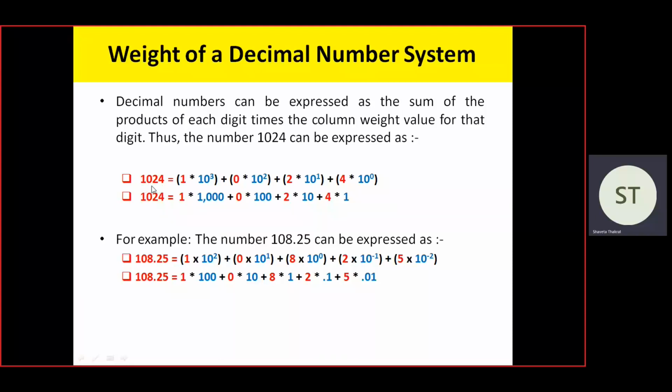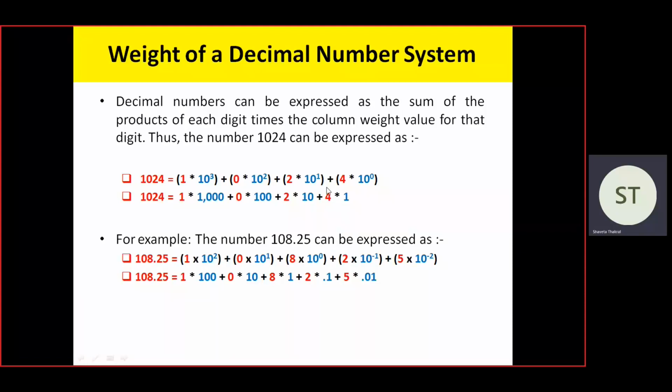So how do we represent 1024? We take a particular digit and multiply that digit by its corresponding positional weight. For example, here the weight is 10 raised to power 3, so we multiply 1 with 10 raised to power 3. Then we add 0 multiplied with its corresponding weight, 10 raised to power 2, and then that is added with the next digit multiplied by its weight, 10 raised to power 1, and then further added with the next digit assigned the weight 10 raised to power 0. So 4 is multiplied by 10 raised to power 0.